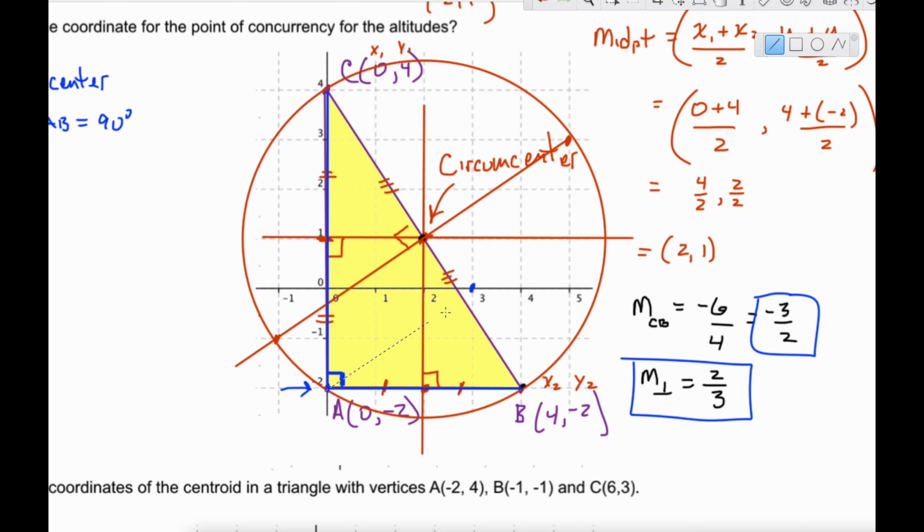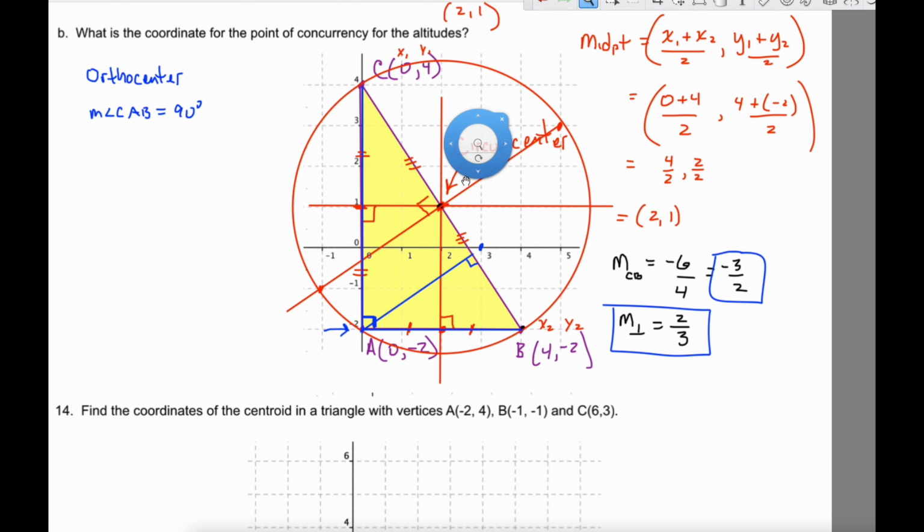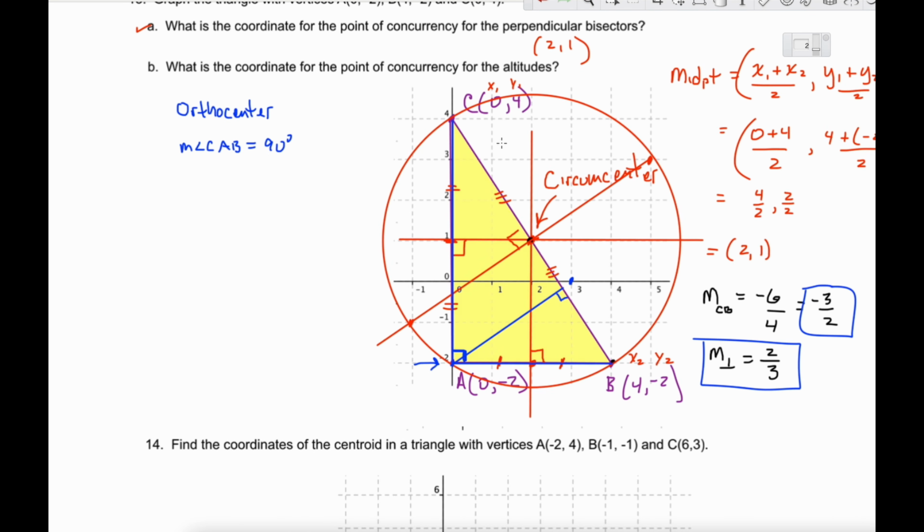Now I get my straight edge. I just line it up until I hit. So I could go all the way through that point, but then I'm just pulling it back to there. And then there's my altitude right there. That's a 90. So they all meet here. So my point of concurrency for altitudes, aka orthocenter, is 0, -2 is the answer for this part B.